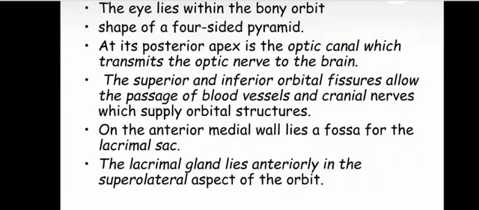On the anterior and medial wall lies a fossa for the lacrimal sac. The lacrimal gland lies anteriorly in the supralateral part of the orbit.